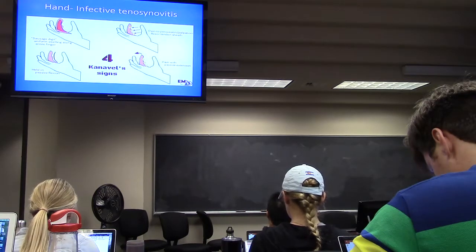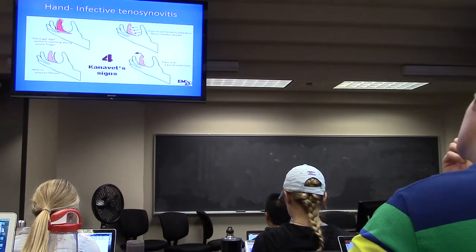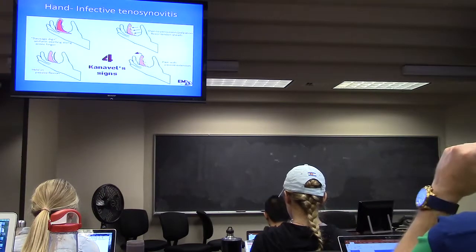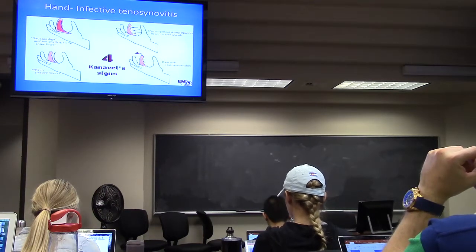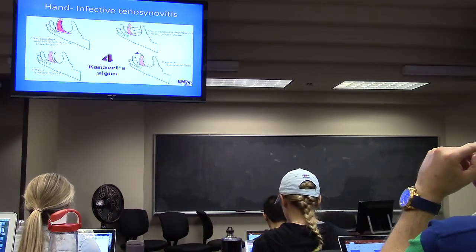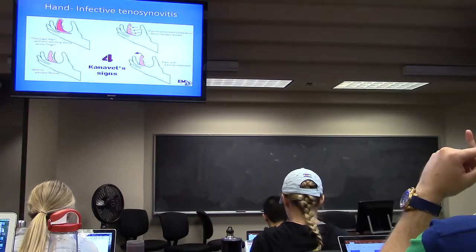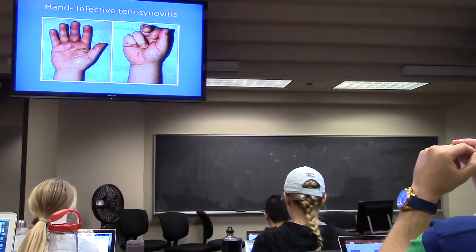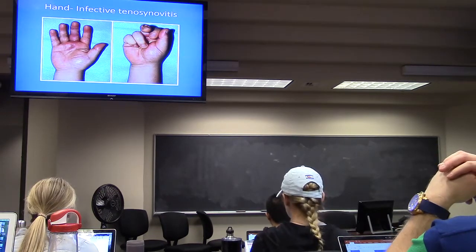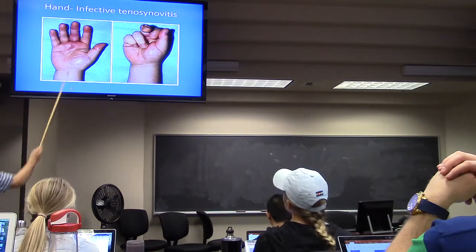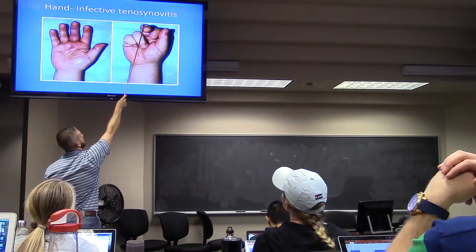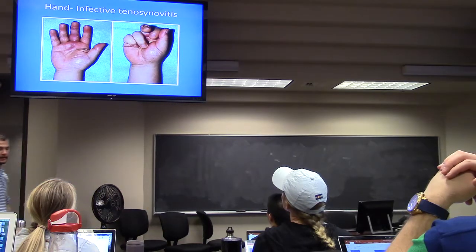So the 4 Kanavel signs: you have the sausage digit, uniform swelling along the entire finger, held in passive flexion, pain to percussion or palpation of the tendon sheath, and then pain on passive extension. So these again are just some signs associated with flexor tenosynovitis. And I would hope that you would see a hand that looks like that and say, oh, that does not look good. That infection's bad enough that he's got desquamation of his skin here. Looks like he's got some skin breakdown. That may be the origin of the infection here.